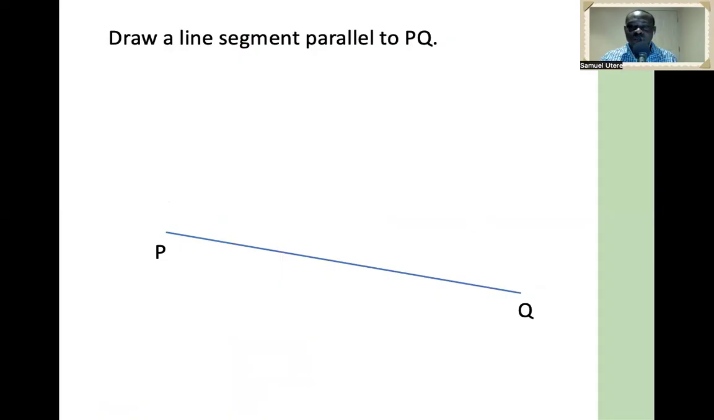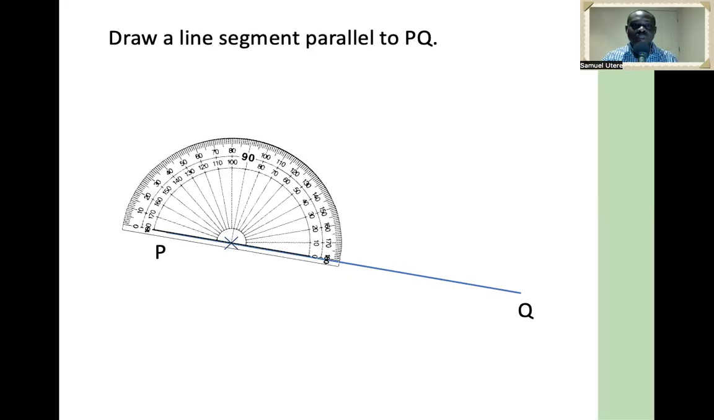Okay, let's do some further learning. If we're asked to draw a line segment parallel to PQ, how would we do this? Well, to draw a line segment parallel to PQ, the first step we need to do is mark a point, any point on PQ. Next, we'll take a protractor and we'll mark 90 degrees from that point. So we'll mark another point just above the 90-degree point on the protractor.